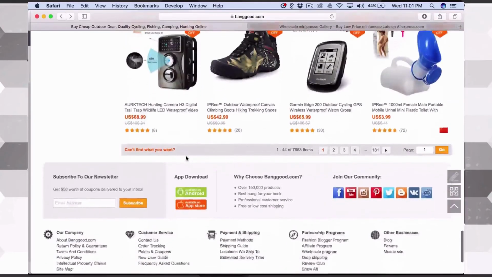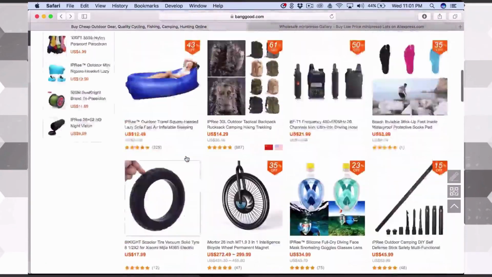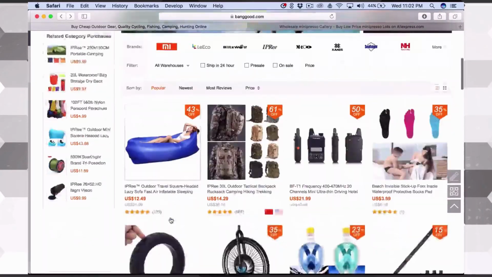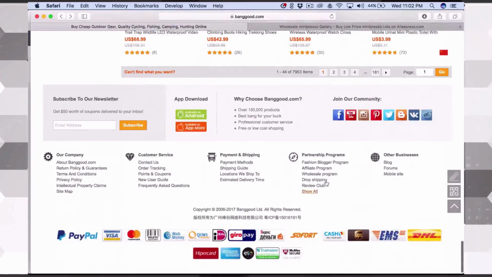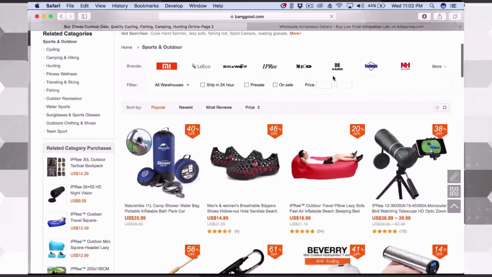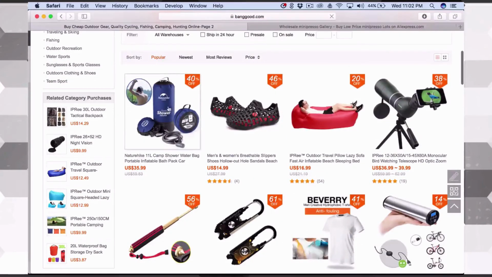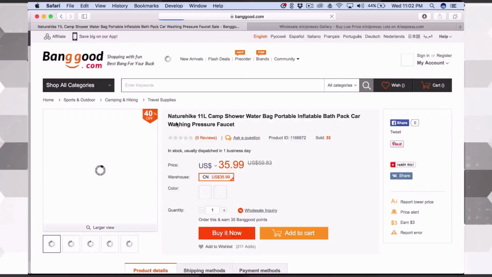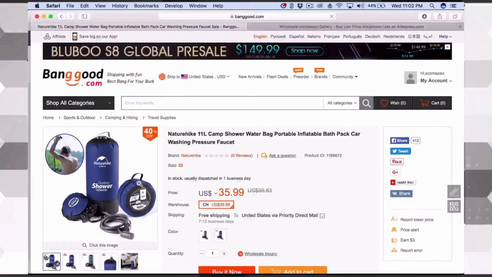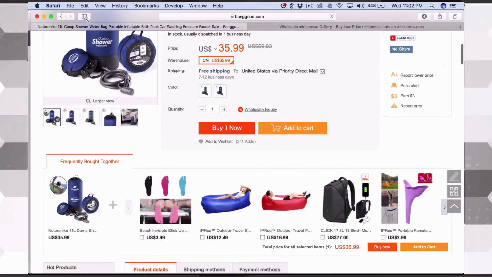Scroll down here. Let's see if we can find the product I was trying to show you, guys. So let's see. This is an awesome product. It's like a portable shower. It can be good for people who are hiking or camping out, right?